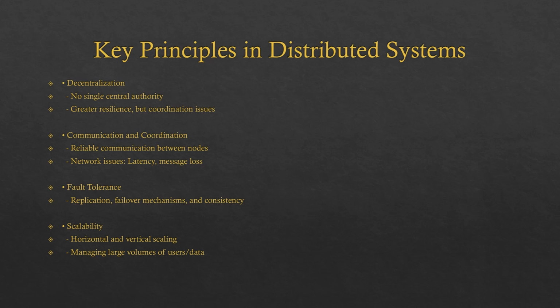Let's begin with the key principles of distributed systems. Decentralization. A distributed system does not rely on a single central authority, which makes it more resilient but introduces coordination challenges. Communication and coordination. Nodes in the system need reliable communication despite potential network issues like latency or message loss. Fault tolerance. Distributed systems need redundancy and failover mechanisms to ensure the system can recover from node failures.